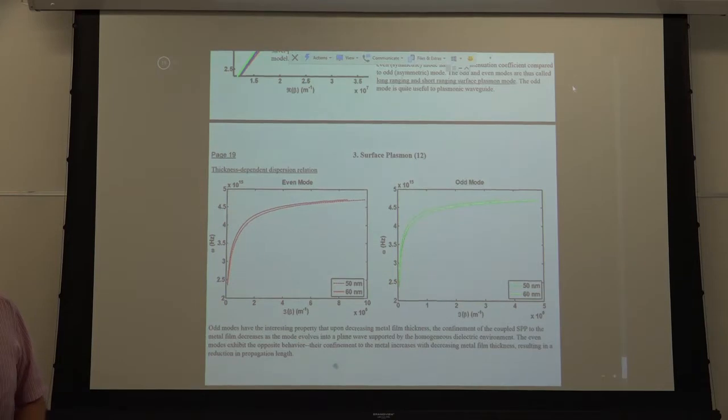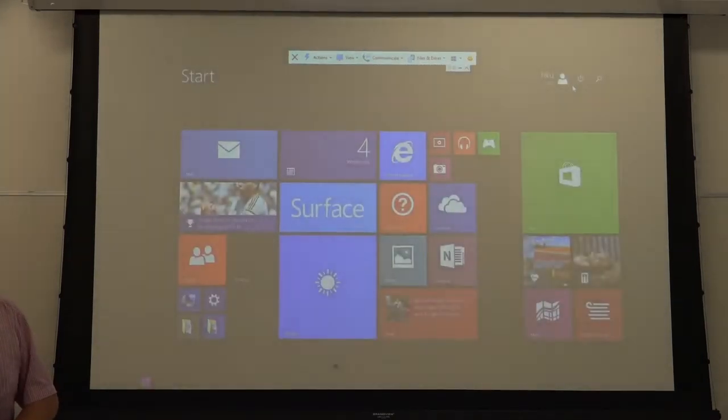This is all the story for the surface plasmon. We have a 5 minute break.